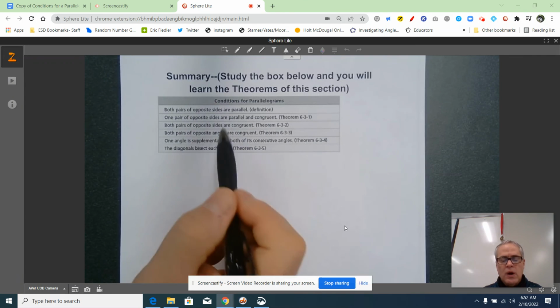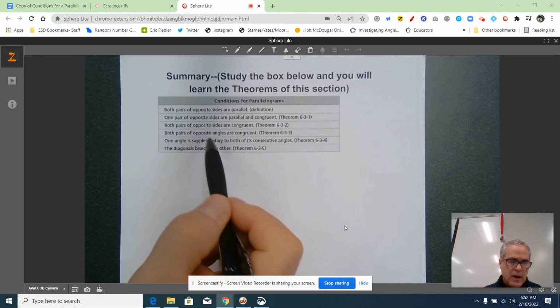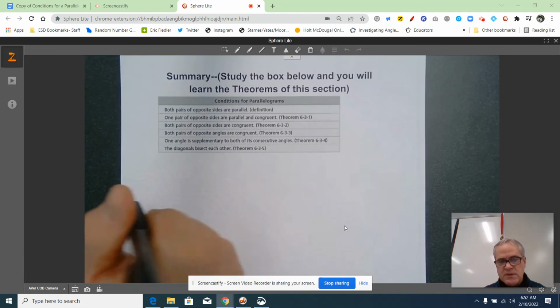So if you want to just take meaningful notes, if you just somehow take a picture of this, put it in your notes or copy it down, I think it's key to success in this section and one of the keys to success in this chapter.